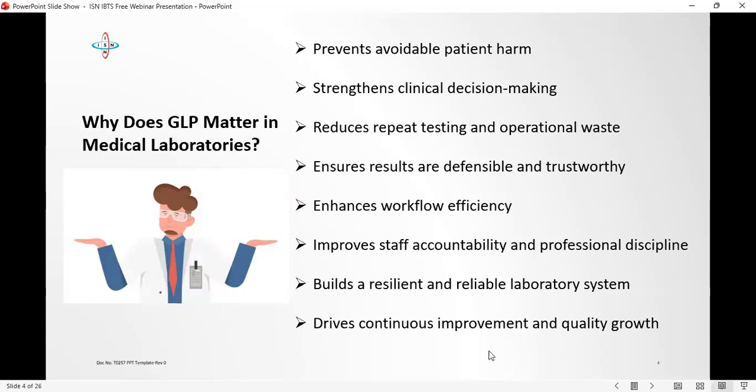So you can actually get referrals and also get to do great things with your facilities. That's because good laboratory practice is put in place. It also drives continuous improvement and quality growth. So good laboratory practice will drive continuous improvement.